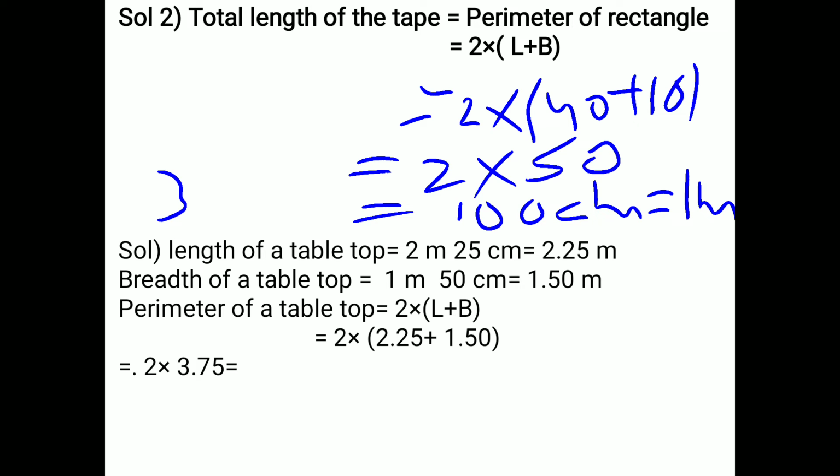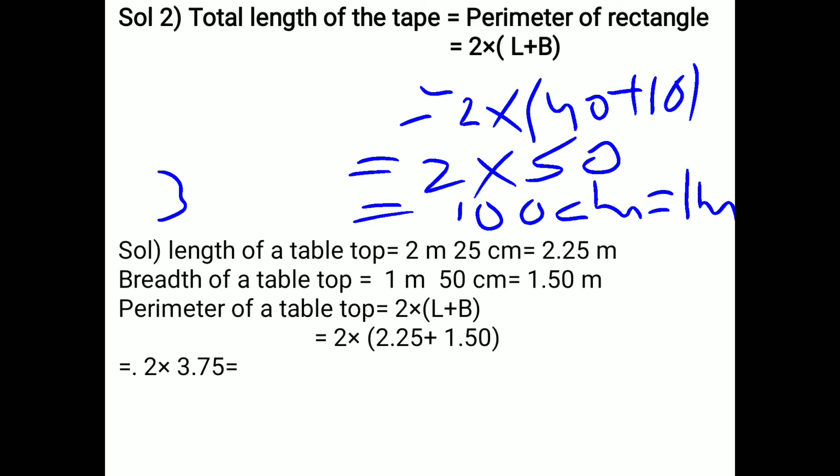Breadth of the tabletop will be 1 meter 50 centimeter, which is equal to 1.50 meter. You know that after the decimal is the place of centimeter, so that's why after the decimal you put 50. Clear? And you know 1 meter is equal to 100 centimeter, so 2 places after the decimal will be there. Now you put the formula.